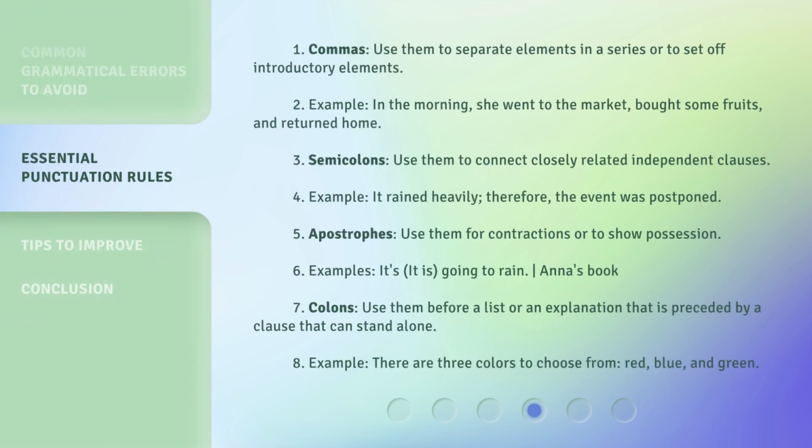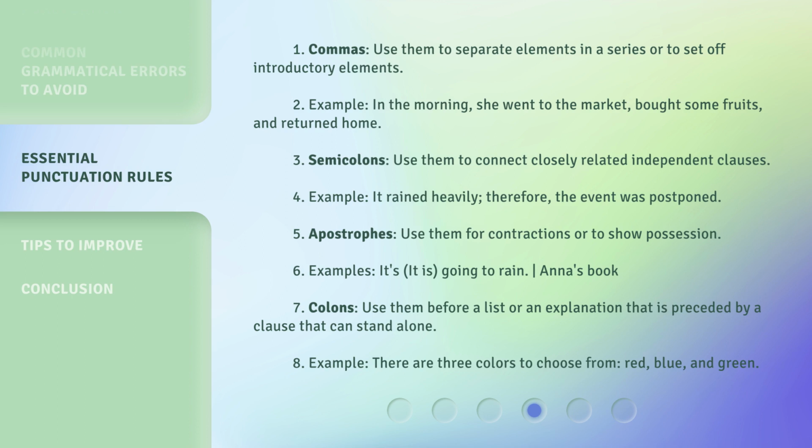1. Commas. Use them to separate elements in a series or to set off introductory elements. 2. Example. In the morning, she went to the market, bought some fruits, and returned home. 3. Semicolons. Use them to connect closely related independent clauses.